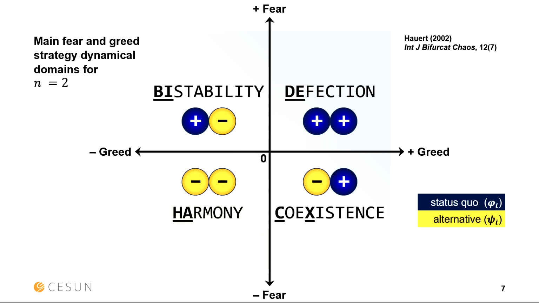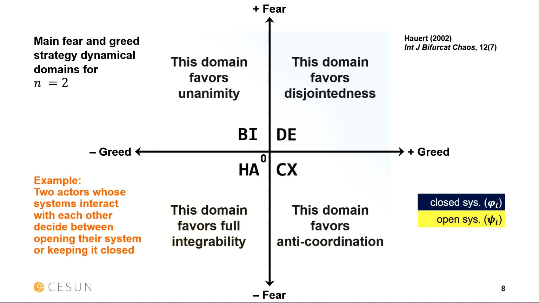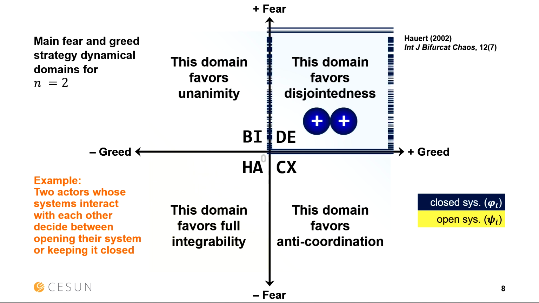These labels barely make sense without giving meaning to each of the strategies. To do that, let's consider an example of a system of systems where each of the 2 actors must choose between opening their system so the other can take advantage of it, or keeping their system closed and limiting integrability. Here, the latter strategy is status quo, and the former is the alternative. In this context, harmony dynamics on the lower left would promote full integrability. Defection dynamics on the top right will favor disjointedness between the systems.